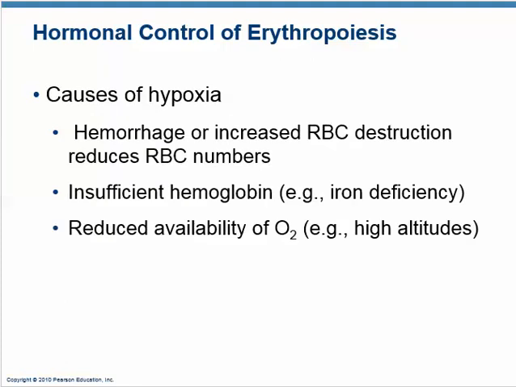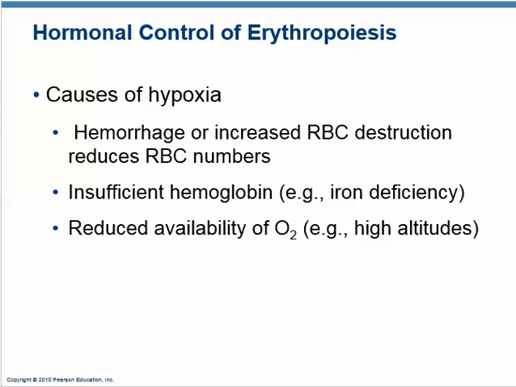Erythropoietin gets released by anything that can cause hypoxia getting to the kidneys. So that could be a loss of red blood cells. Anything that reduces the red blood cell number, like for instance bleeding or hemorrhaging, will stimulate erythropoietin, and so we get more. If red blood cells are being destroyed by a disease process, an anemia, it will cause hypoxia, which will cause erythropoietin to be released.